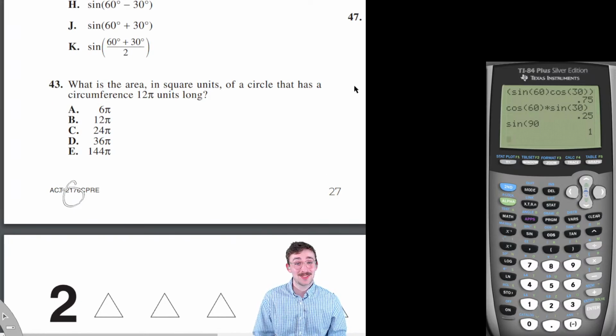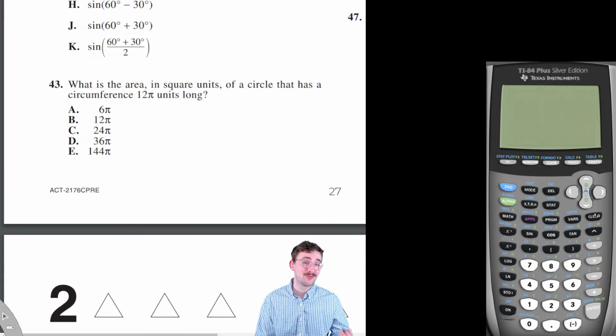You don't need to memorize all these fancy identities. You just don't. I think that it's important to prepare for these tests the smart way. And some people might think that it's lazy not to memorize those identities, but I actually think it's a mistake to overcommit yourself to memorizing stuff that you're not going to end up using. I just think that's a mistake.